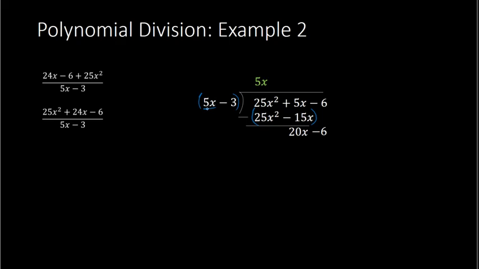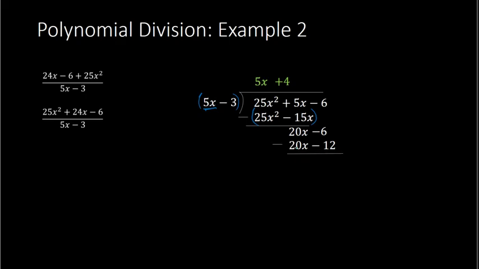So now I ask myself, what times 5x would give me 20x? Well, that's going to be 4, right? 4 times 5 is 20. So we have 4, and that goes up there in the top. And then from here, I can multiply 4 times this entire quantity of 5x minus 3. So 4 times 5x is 20x, and 4 times negative 3 is negative 12.